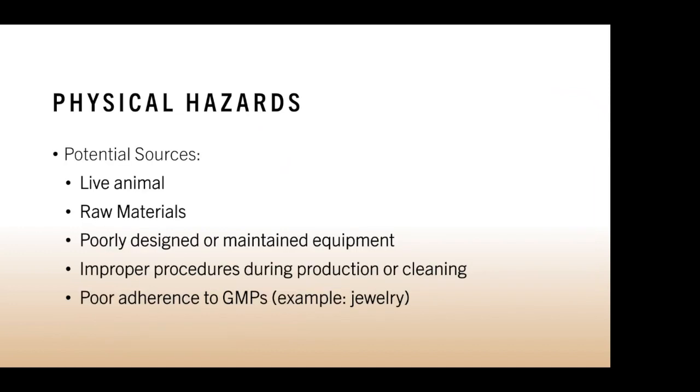Potential sources of these physical hazards may come from the live animal, other raw materials like spices, or poorly designed or poorly maintained equipment, maybe improper procedures during production or cleaning, like not maintaining grinder plates or putting a stuffer together incorrectly, and also poor adherence to GMPs, like jewelry or Band-Aids in the product.